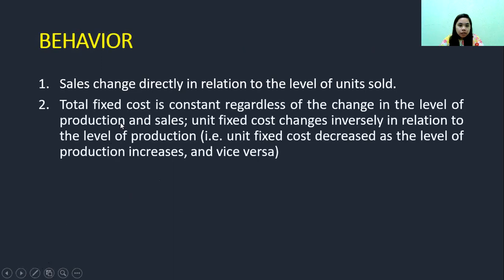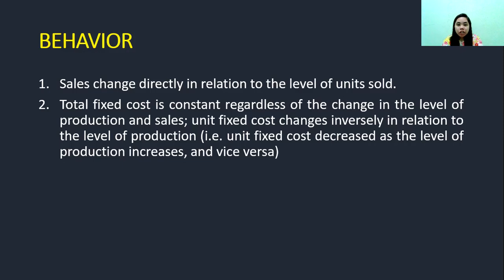So the total fixed cost is constant regardless of change in the level of production and sales. So when we speak of relevant range, if the company is producing within its relevant range, whether they decrease their production still within the relevant range or increase their production as long as it did not exceed the relevant range, your total fixed cost is still the same, no? Kaya whether or not you produce, you still incur fixed cost. So that is why it does not change regardless you change the level of production and sales.